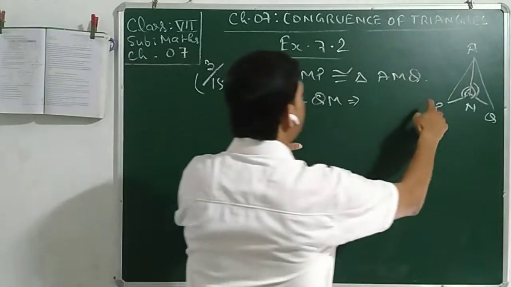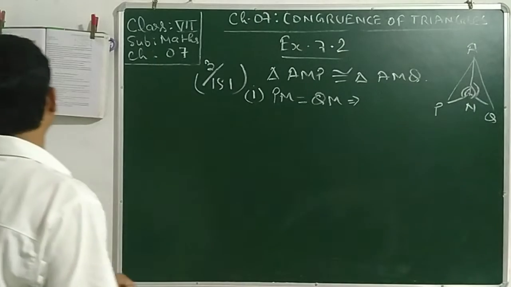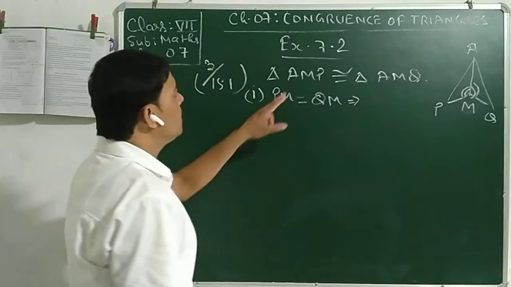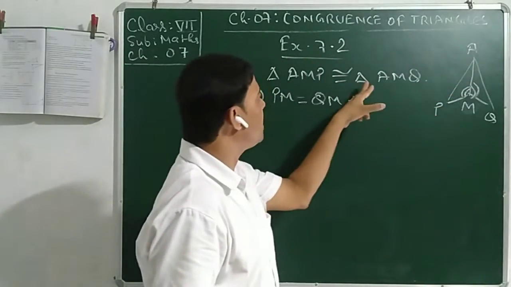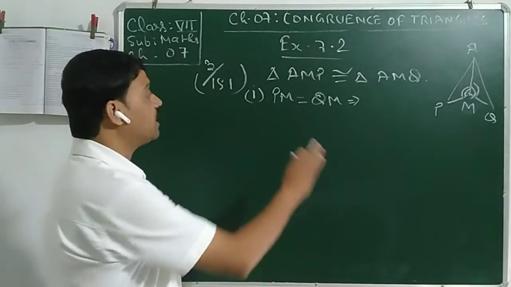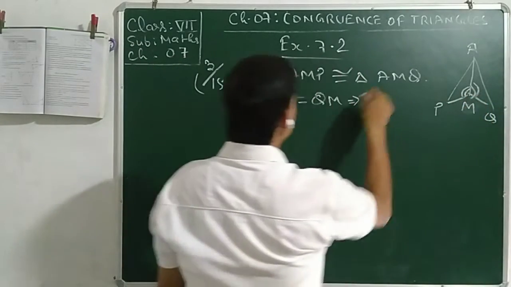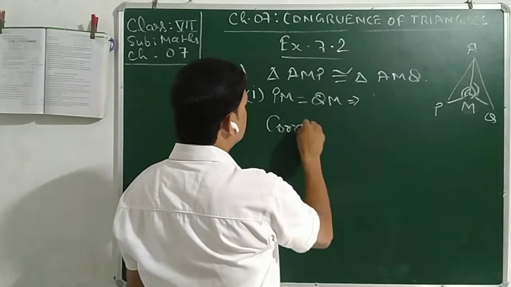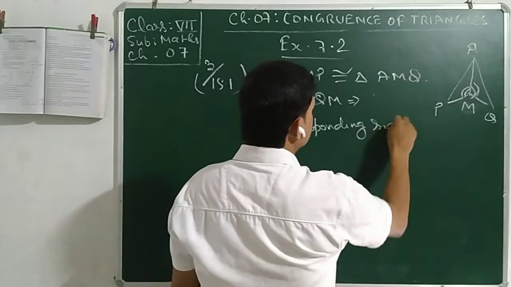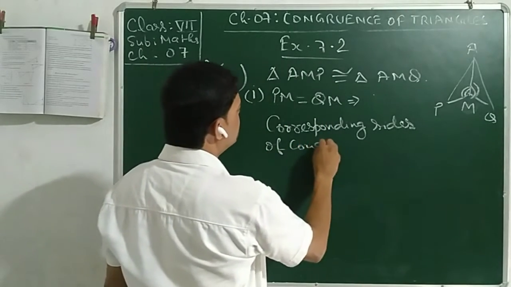Now, angle APM and Q, this was not N, this is M. Triangle AMP and triangle AMQ, both triangles are there. PM equal to QM. This PM equals QM. These are corresponding sides of congruent triangles.